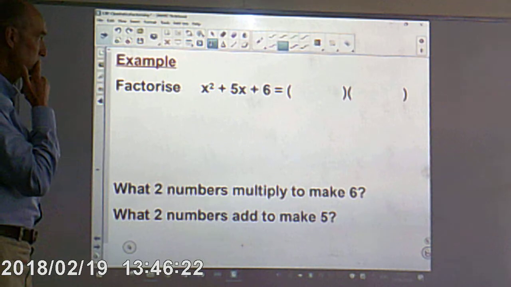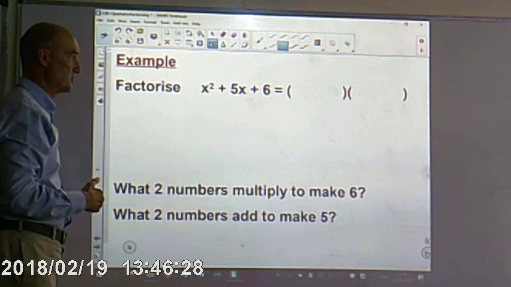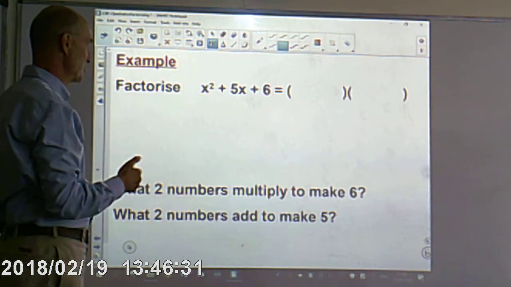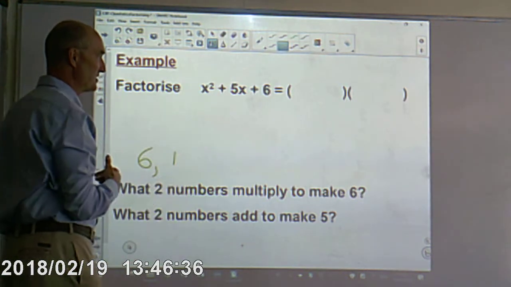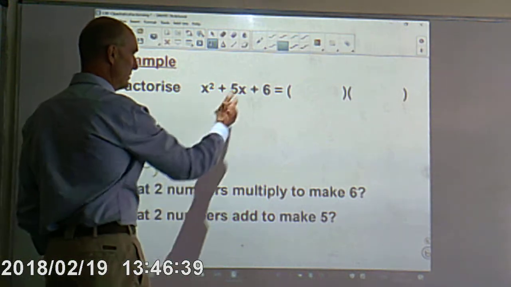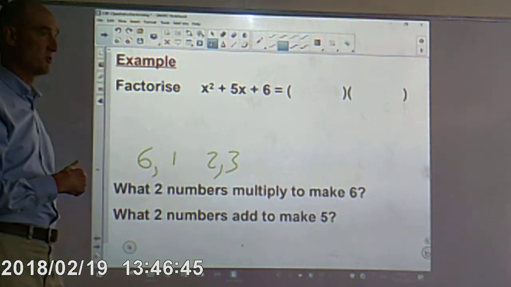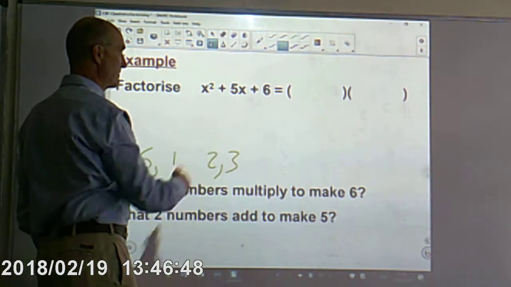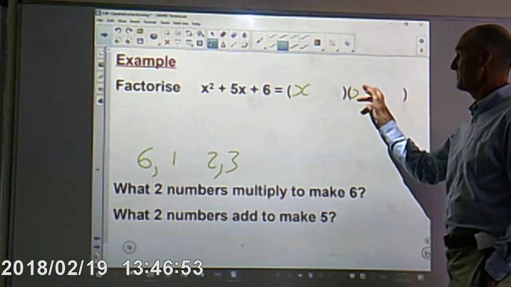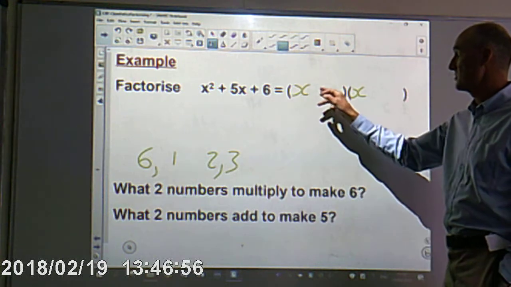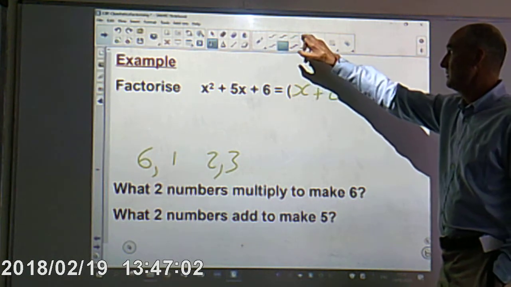Another example. So what two numbers multiply to make a positive 6 but add to make a positive 5? So multiply to make 6, could be 6 and 1. But 6 and 1, do they add to make 5? No, they don't. 2 and 3, 2 times 3 gives me 6, positive 6. 2 and 3 add to make 5. Yeah, they do. So we know we're going to have an x at the front of each bracket. My two numbers are going to be a positive 2 and a positive 3. Job done. Let's just check that out actually.